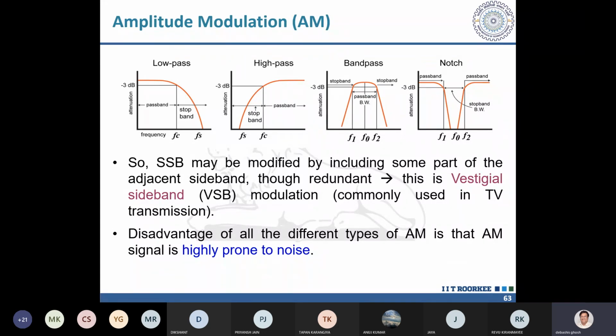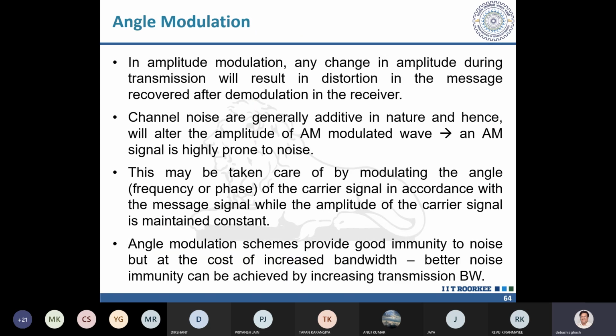So this is about the different types of amplitude modulation. Now the problem with amplitude modulation is that the amplitude modulation scheme is highly prone to noise. Any noise in the channel will affect your signal quality. Why? Because channel noise is additive in nature. That means whatever the signal is, the noise will always get added to the signal. It will add up.